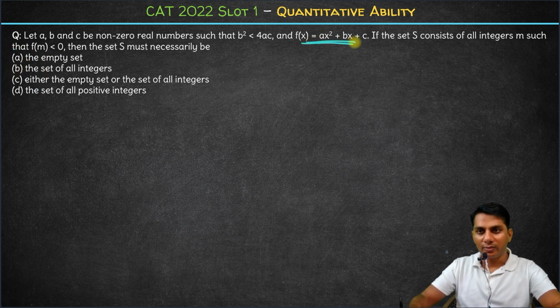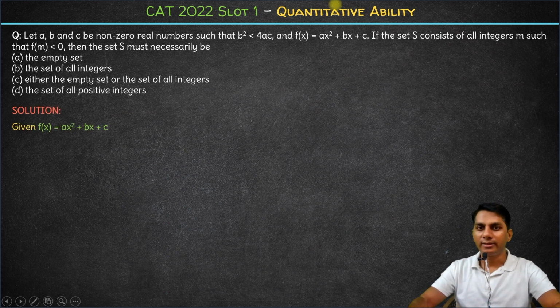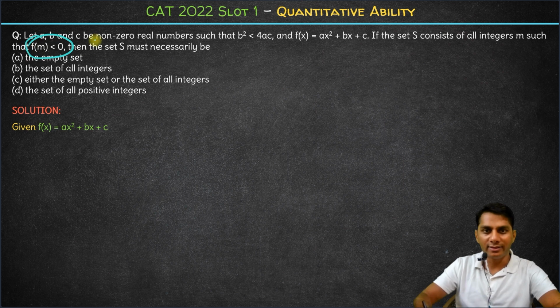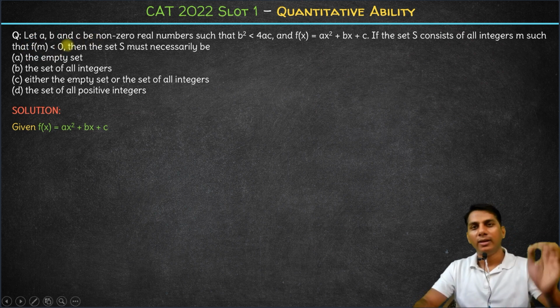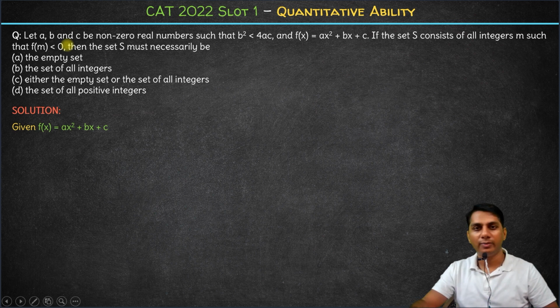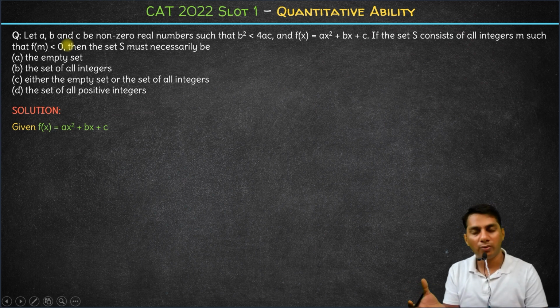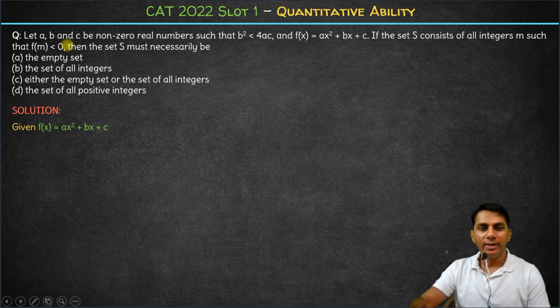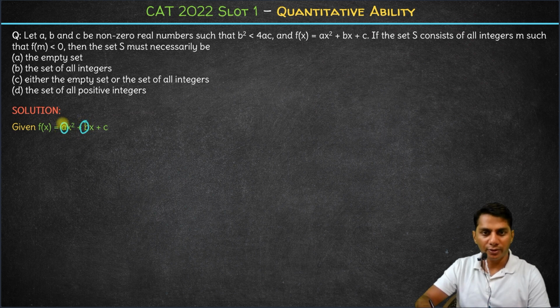Now let's start with this quadratic function. F of x is given as ax square plus bx plus c. Since we want the function to be less than 0, let's look at the discriminant. The nature of the function is always determined by the discriminant of the quadratic function, right? Whether the function will have two roots or equal roots or no roots, it's determined by the discriminant, which we know is the coefficient of x whole square minus 4 times the coefficient of x square into the constant term. So the discriminant here is b square minus 4ac.